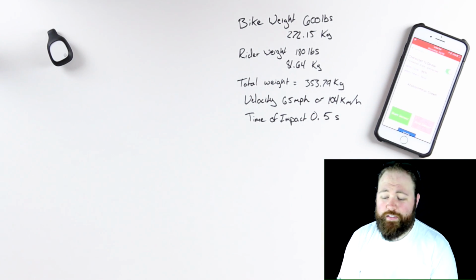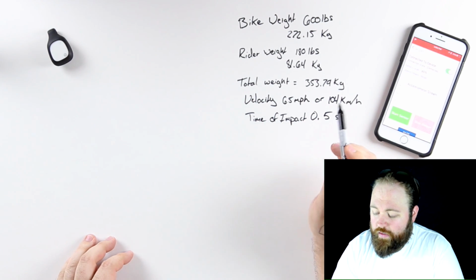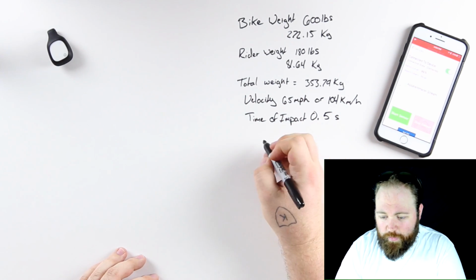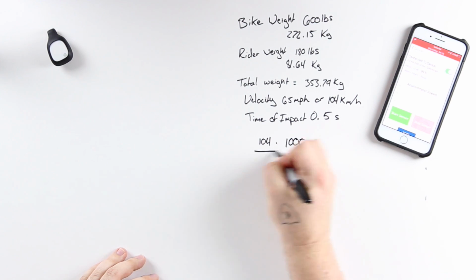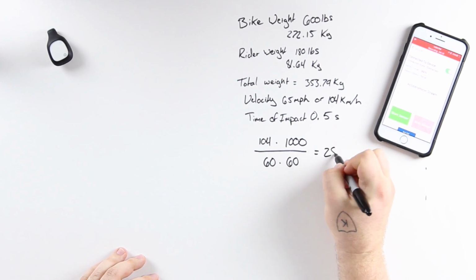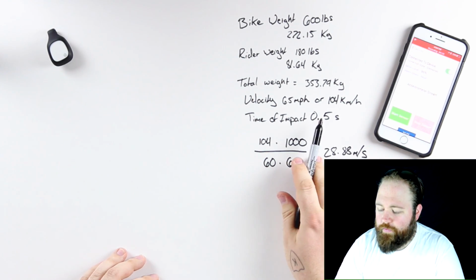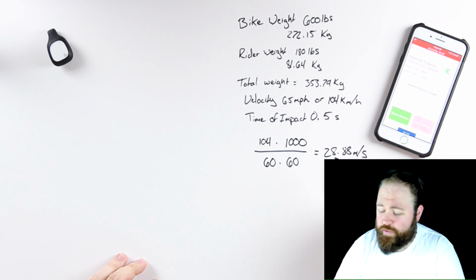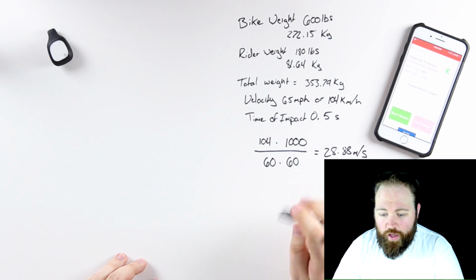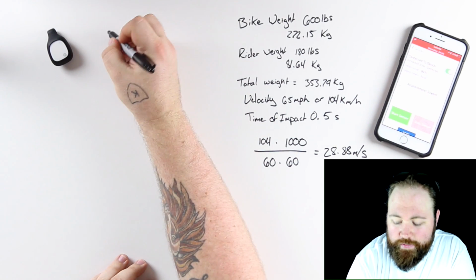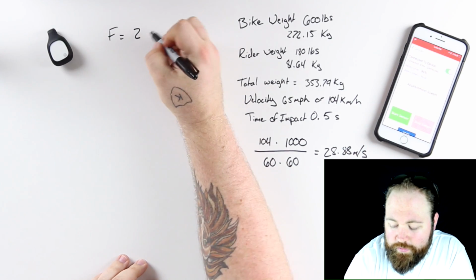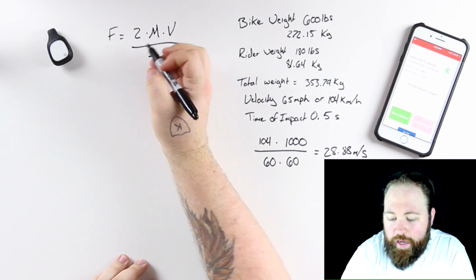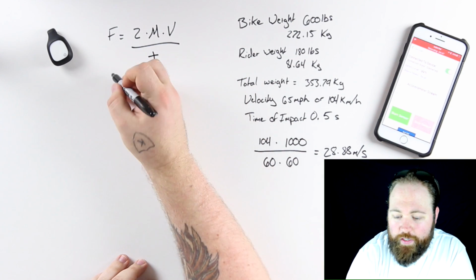Okay, so the first thing we need to do is convert the kilometers per hour to meters per second so we can actually work with it. So let's do that really quick. Okay, so if we are traveling 104 kilometers an hour or 65 miles an hour, we actually are clipping along at 28.888 meters per second. Okay, so the last formula that we need is 2 times mass times velocity divided by time of impact. Now we have all that right here, so we just need to plug it in.